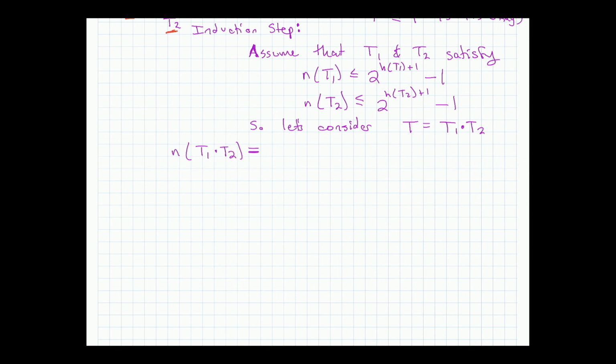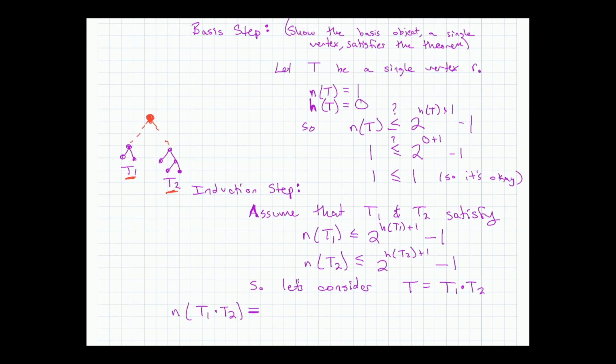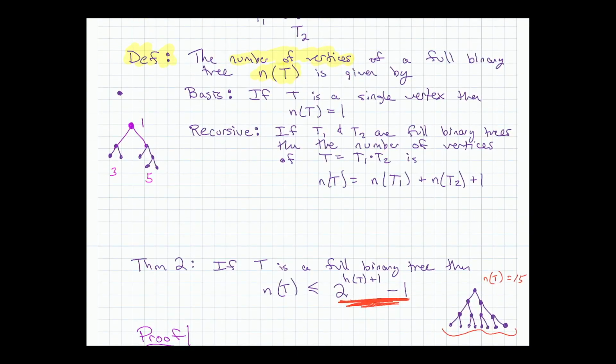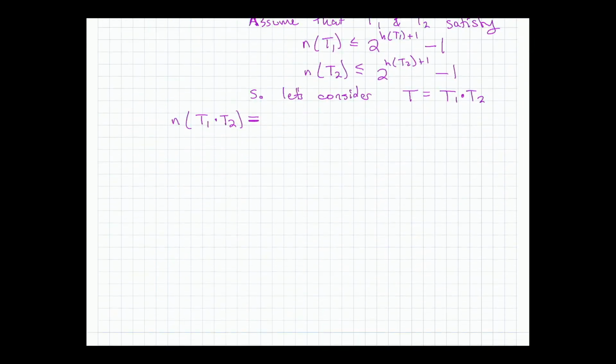All right. So we want to look at the number of vertices of T1 dot T2. In order to do that, we're going to have to look at our definition of the number of vertices. The definition said that the number of vertices is the number of vertices of T1 plus the number of vertices of T2 plus 1. Okay, that's fine. I'm going to bring this over here and recopy it because I didn't give myself enough space.